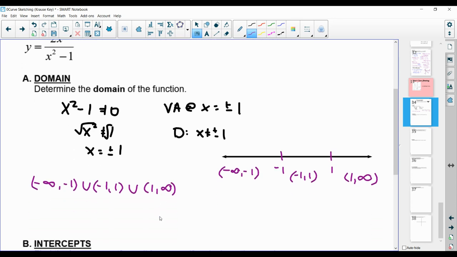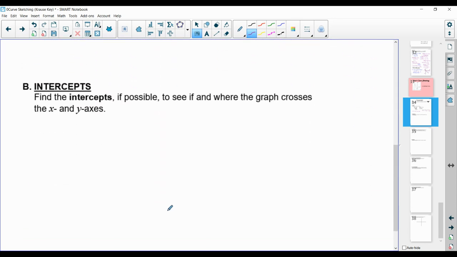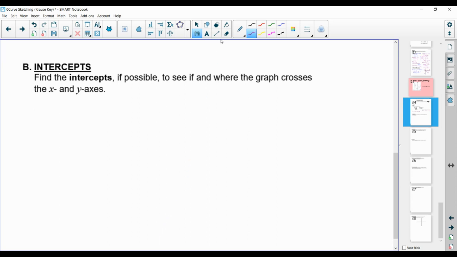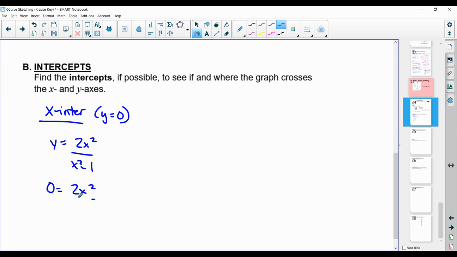All right, once we have our domain, then we're going to get into looking at intercepts. So when we're looking at intercepts, we're looking for both the x and the y-intercepts. And if you remember, for an x-intercept, y equals 0, and for a y-intercept, x equals 0. So let's start with the x-intercepts. So the x-intercepts, y equals 0. So we've got our function, y equals 2x squared all over x squared minus 1. We set our y equal to 0, and that gives us 0 equals 2x squared all over x squared minus 1.